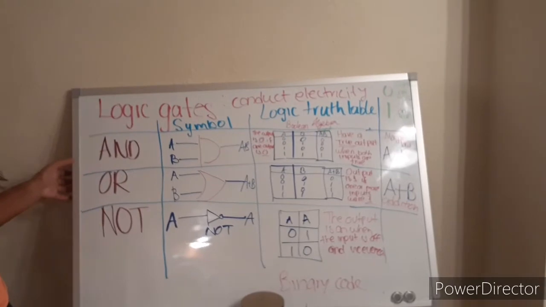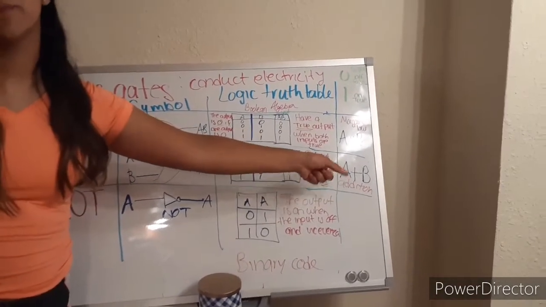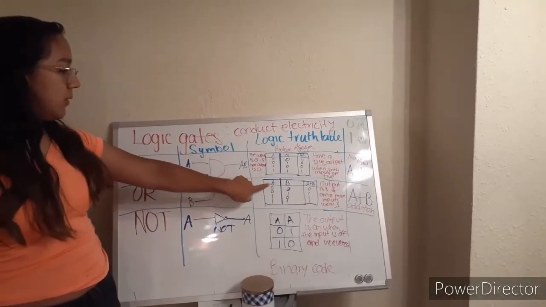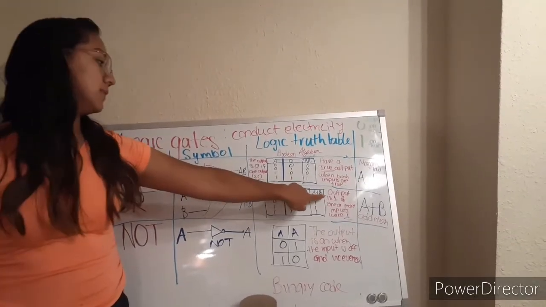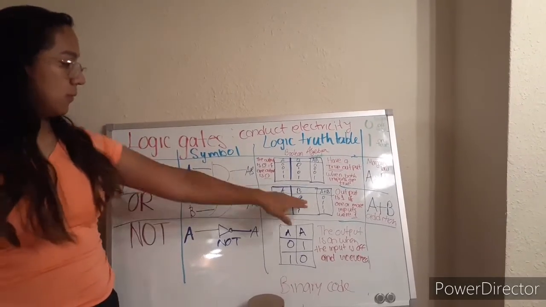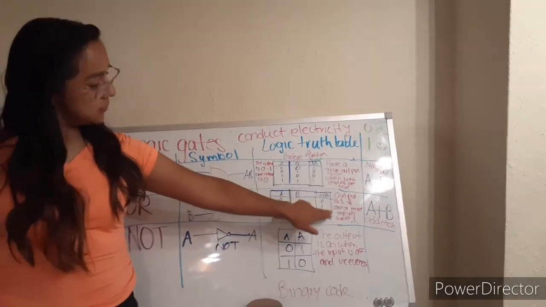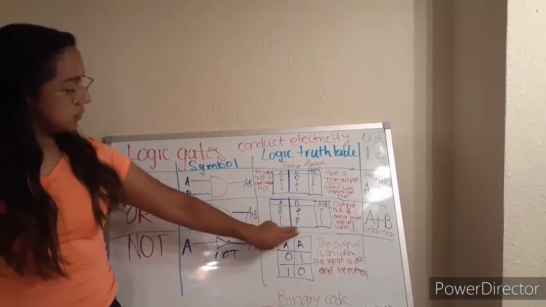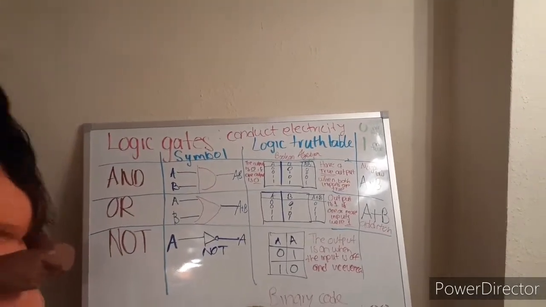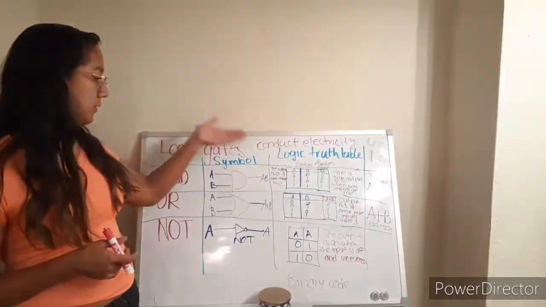And then for example in OR, we'll have an addition. So if we have 0 and 0, 0 plus 0 gives us 0. False plus true gives us true. True plus false gives us true, and true plus true gives us true. So the output will always be true if one or more inputs are true.